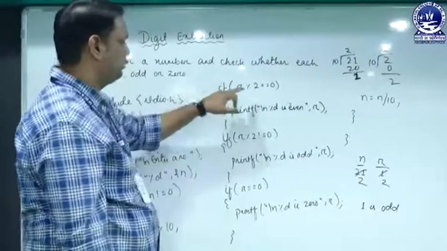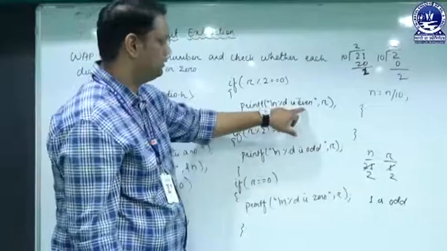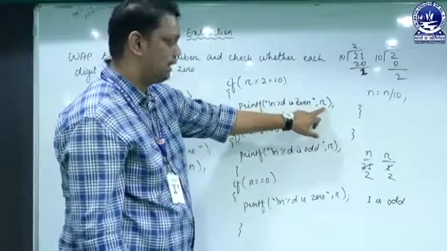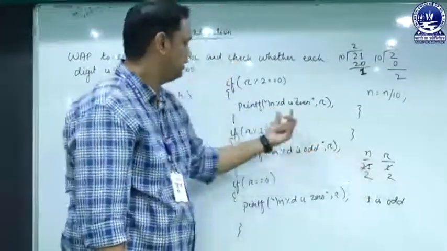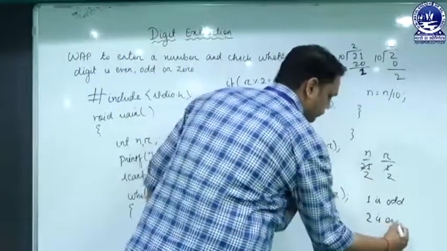So now it will check whether 2 is divisible by 2. Yes, true. So it will print %d is even. In place of %d, r will be printed. That means 2 will be printed. So 2 is even. Yes. So it will print 2 is even.